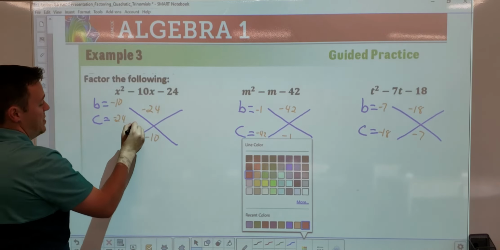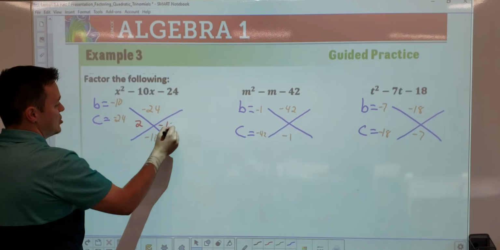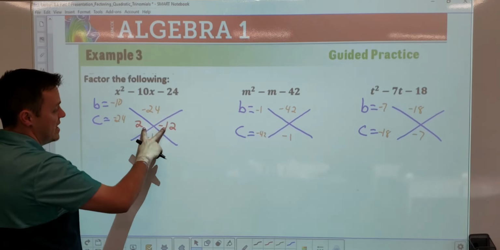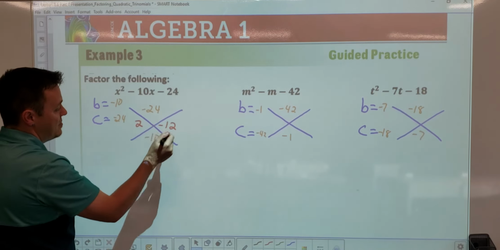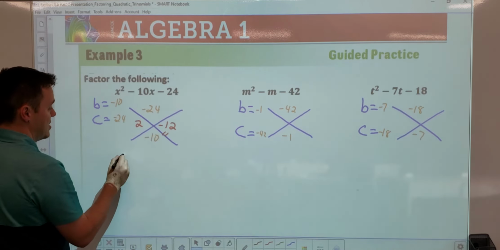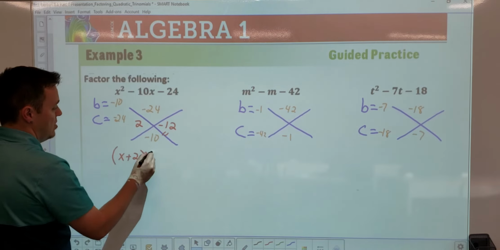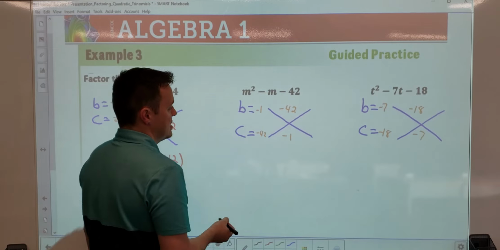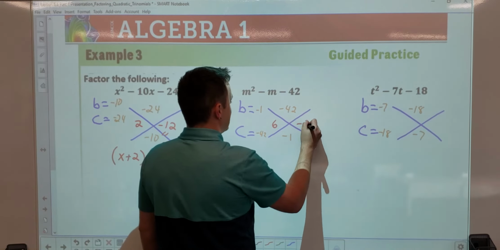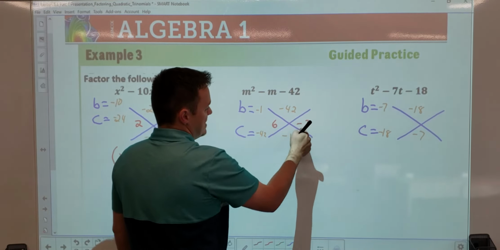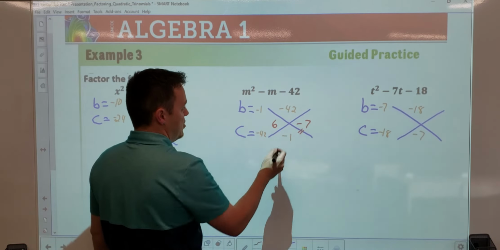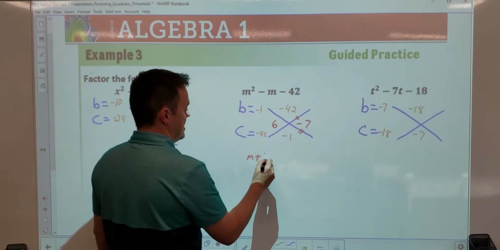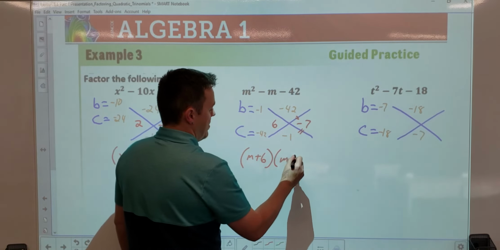And ladies and gentlemen, that would be 2 and negative 12. 2 and a negative 12 multiplied together makes negative 24. Add them together equals negative 10. So it's going to be x plus 2 and x minus 12. Use your multiplication tables if you don't know these things. This is going to be 6 and negative 7. 6 minus 7 is negative 1. You multiply them together, you get 42. So this is going to be m plus 6 and m minus 7.